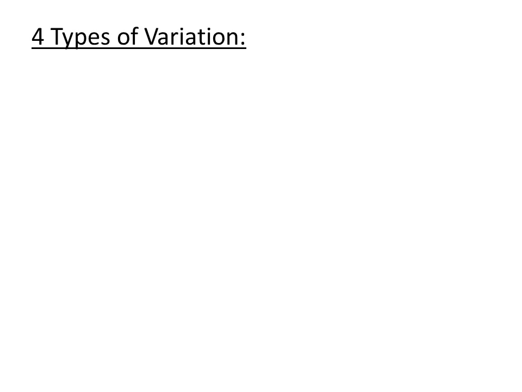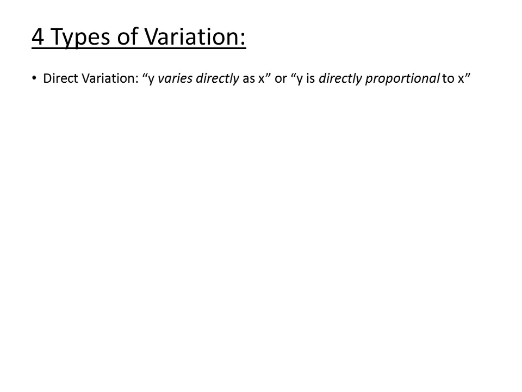There are 4 types of variation. The first type is called direct variation, and we'll know that we're supposed to use direct variation because our problem will say that y varies directly as x, or y is directly proportional to x. And if we see that, that means we want to use the equation y equals k times x. Now we see the y and the x in the sentence, but we don't see the k in there, and we'll talk about that on the next slide.